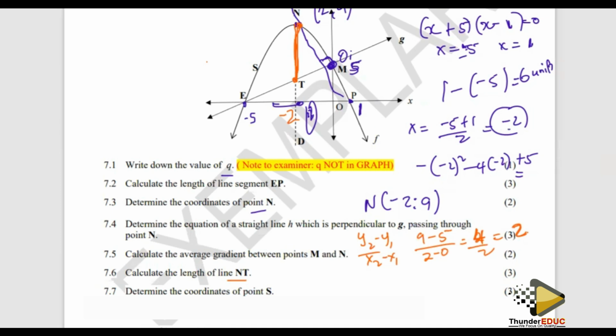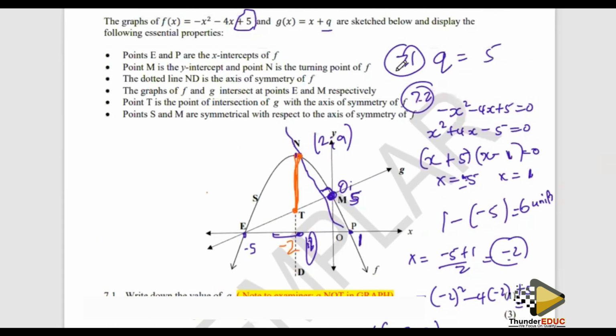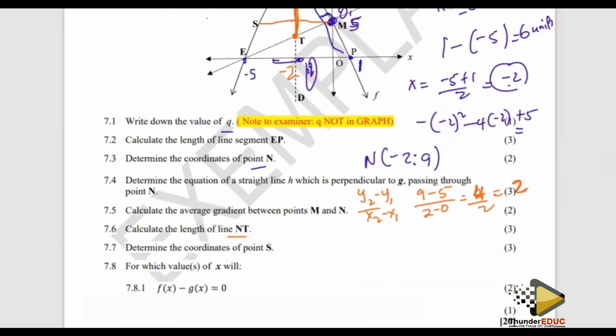What did they say about S? Told us that A's and A must be symmetrical with the axis of symmetry. So the distance across it, from here to here, is the same as from there up to there. For as long as they're symmetrical, they will share the same Y value. So we know that S is going to have 5 as the Y.